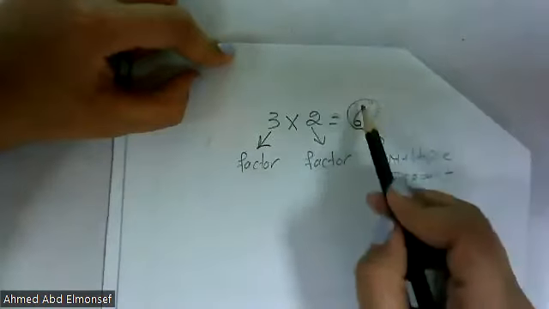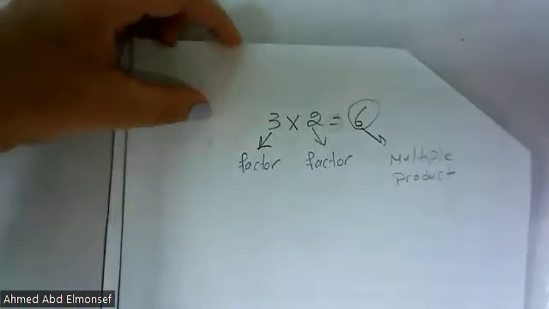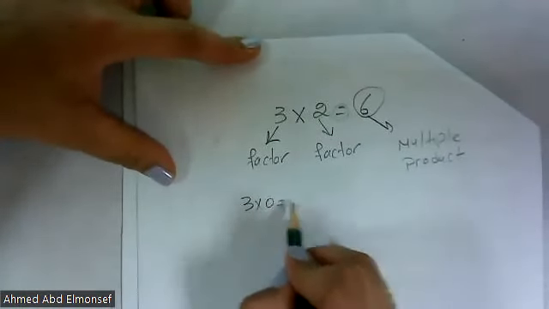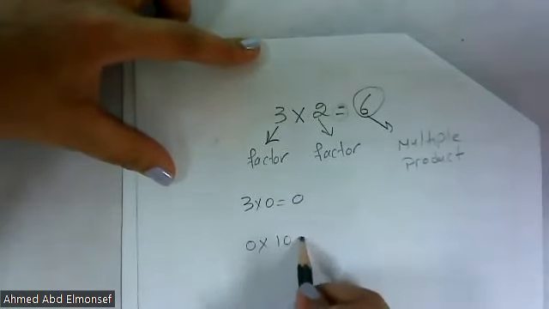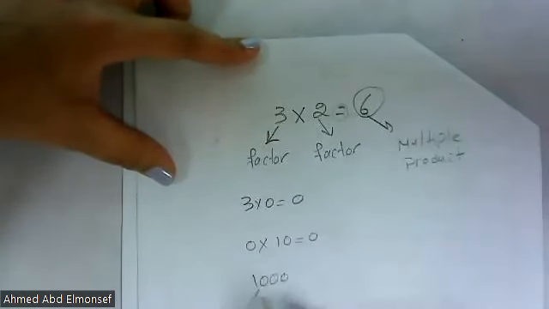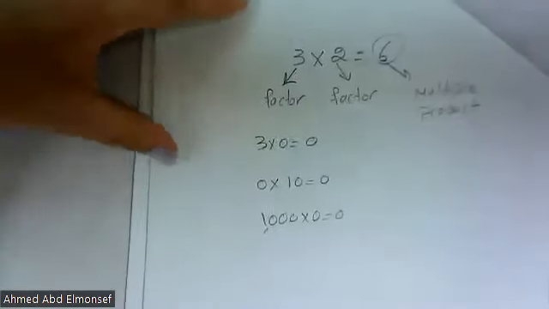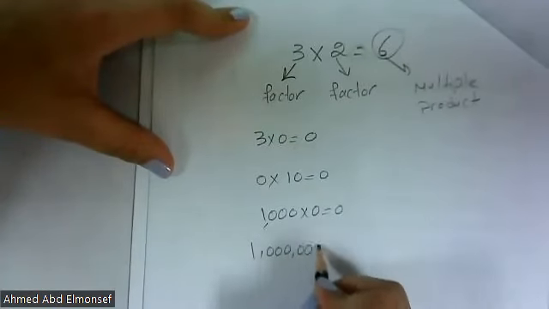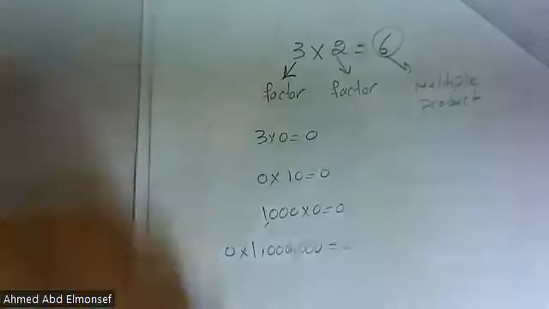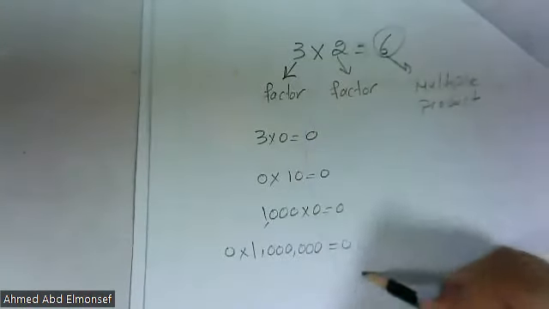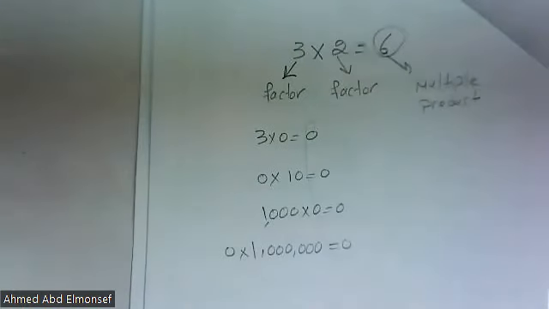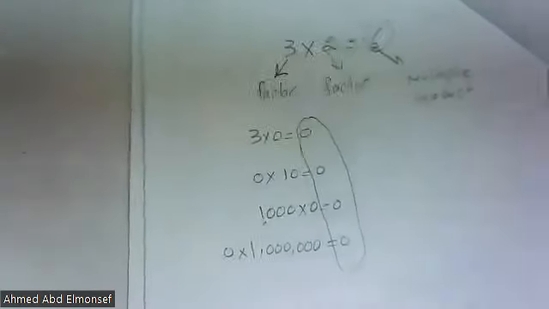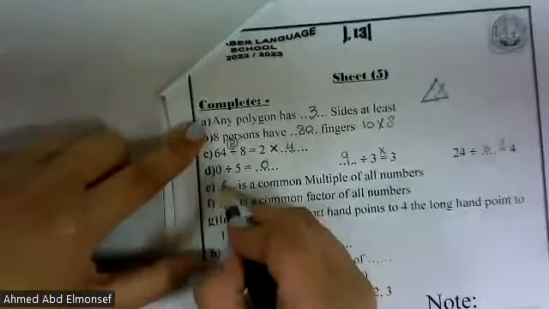Zero is always a common multiple of all numbers. Why? Because always 3 times 0 equals 0. 0 times 10 equals 0. 1000 times 0 equals 0. God willing, next year when you take, for example, 1 million times 0 equals 0. So anything times 0 equals 0. So the 0 is always a common multiple for all numbers. See? The 0 is a common multiple for all numbers.